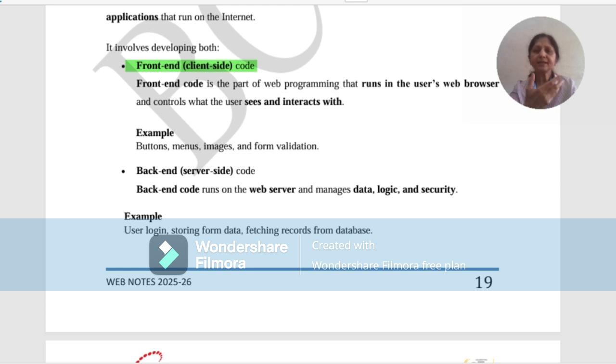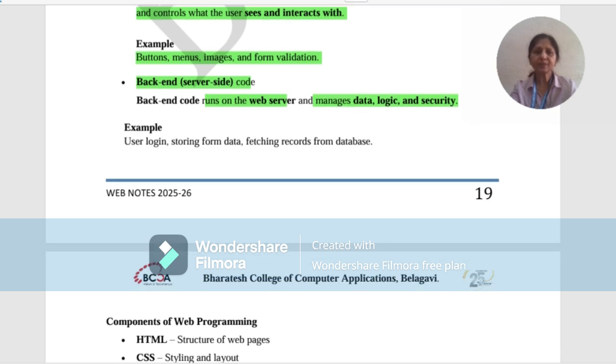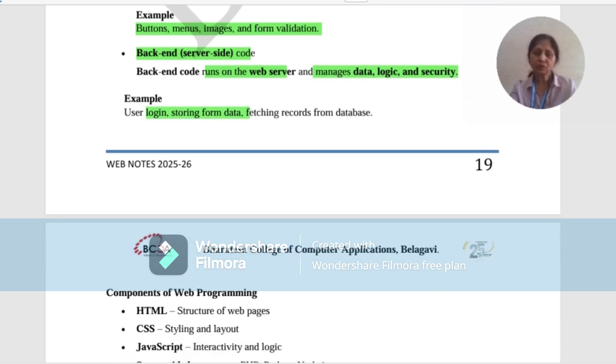Front end is the client side code. It is the part of web programming that runs in the user's web browser, and it controls what the user can see and what the user can interact with. Examples are buttons, menus, images, form validation, etc. Next is backend. Backend is the server side code, and it runs on the web server and manages data, logic and security. Examples are user login, storing the form data, fetching the records from database.